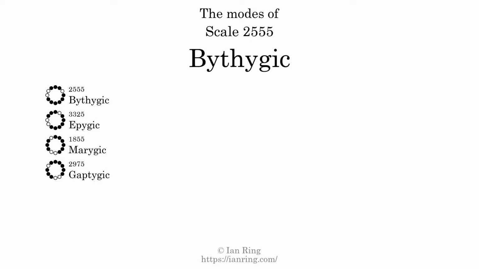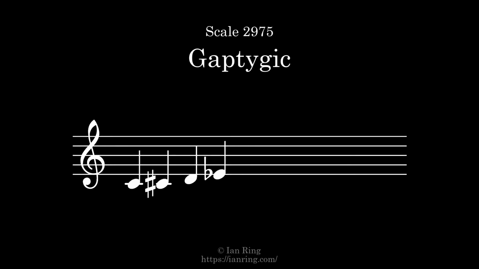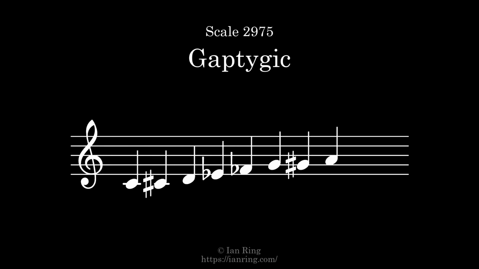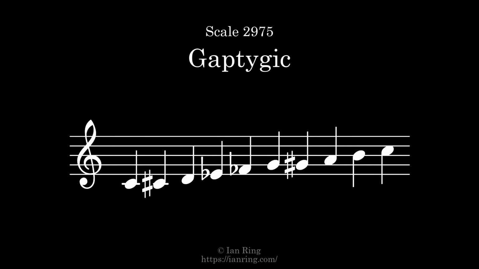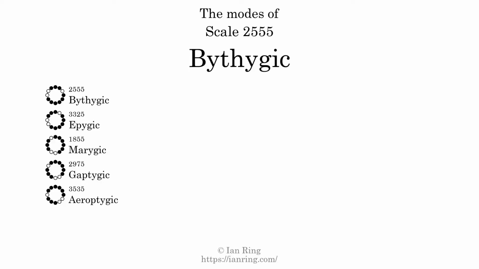The fourth mode is scale 2975, also known as Gallegic. It sounds like this. The fifth mode is scale 3535, also known as Bythygic. It sounds like this.